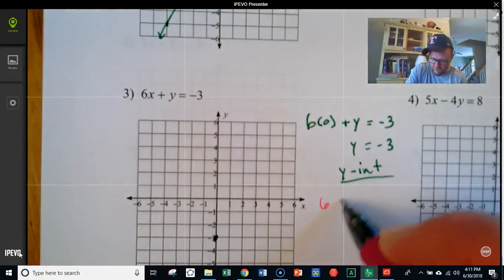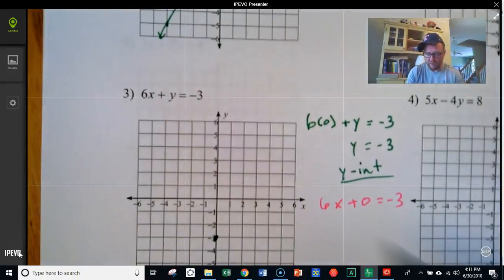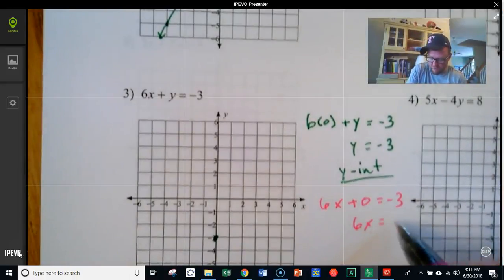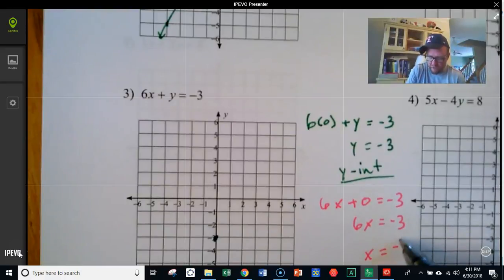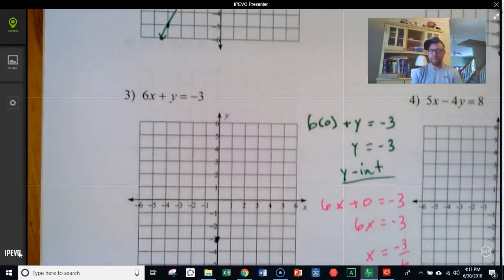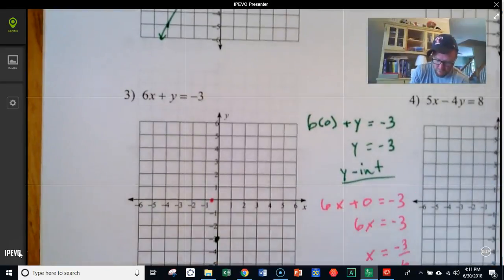We just replace the y with a 0. So we have 6x plus 0 equals negative 3. 6x equals negative 3. We'll divide by 6 on both sides. X equals negative 3 over 6, which is negative 1/2. And that is our x-intercept. So our x-intercept is going to be right about there.